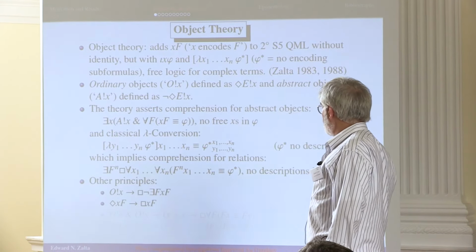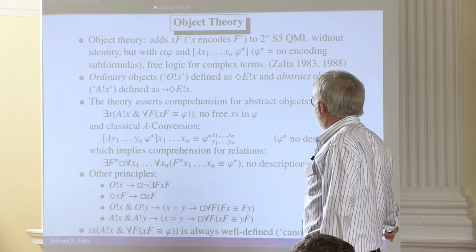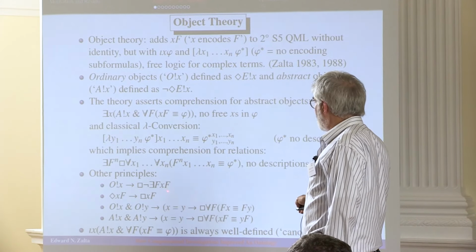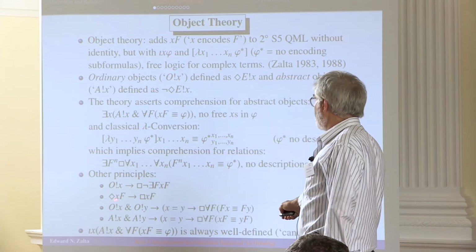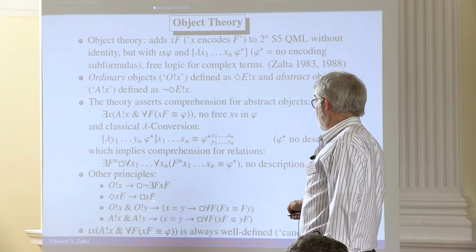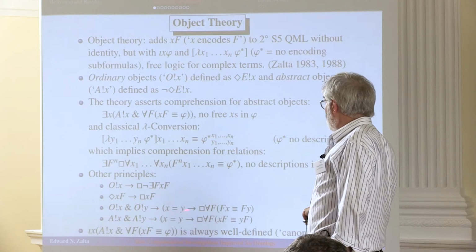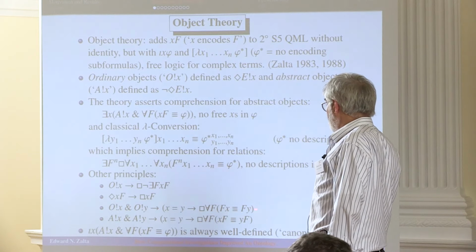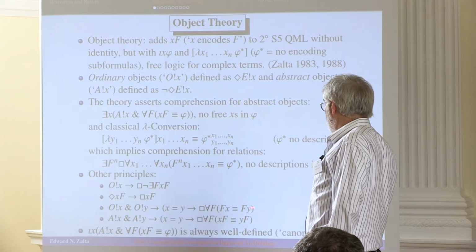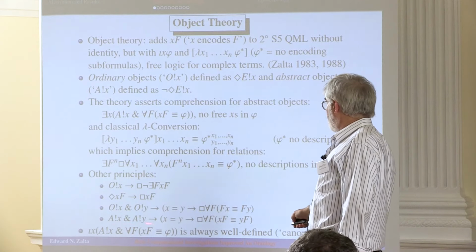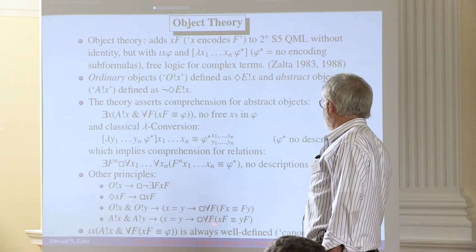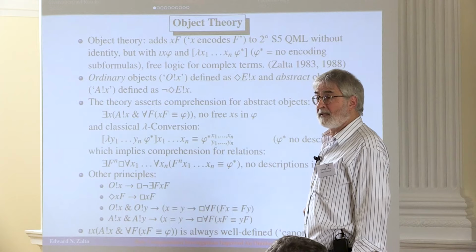Here are some other principles of the theory, namely that ordinary objects don't encode properties, and necessarily, if you encode a property, possibly you necessarily encode it, and that ordinary objects are identical whenever they necessarily exemplify the same properties, whereas abstract objects are identical whenever they necessarily encode the same properties.